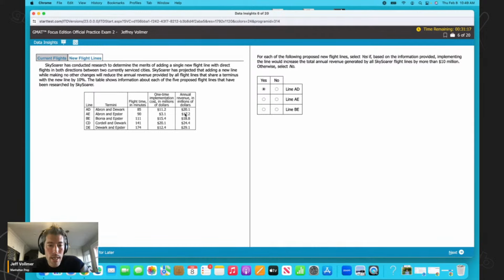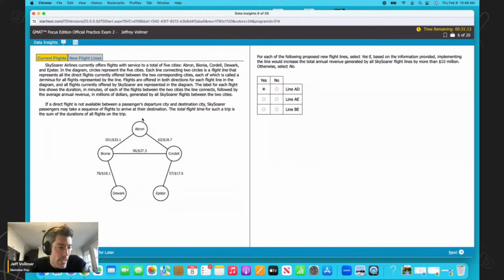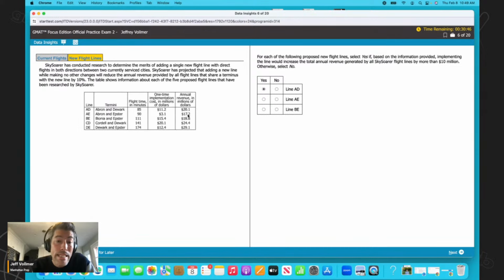All right, line AE. AE, we're going to increase by 17.2. If I put in AE here, I'm going to lose... This one looks a lot closer. 3.31. I'm going to write this one down. 3.31. I'm going to lose 1.87 because 10% of this. And I'm going to lose 1.76. If I add those up, that still seems like it's going to be less than 7 million. And the new line brings in 17 plus million. So I'm going to go up by more than 10 as a net.